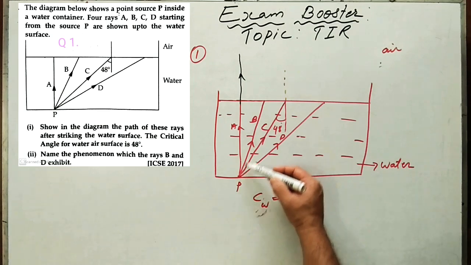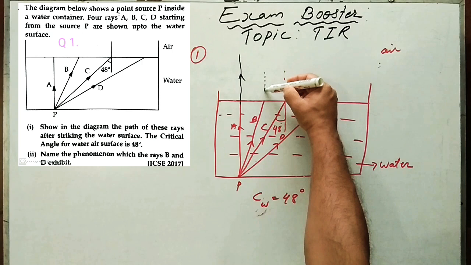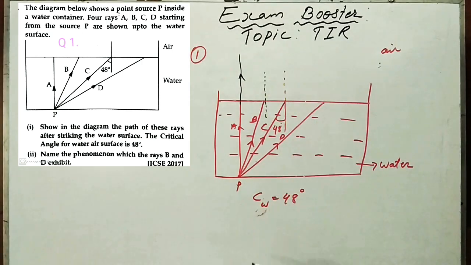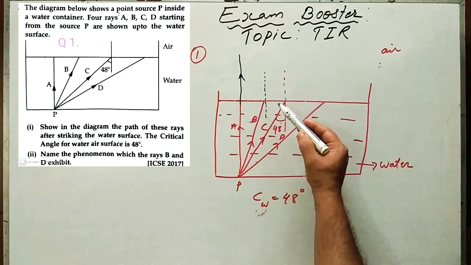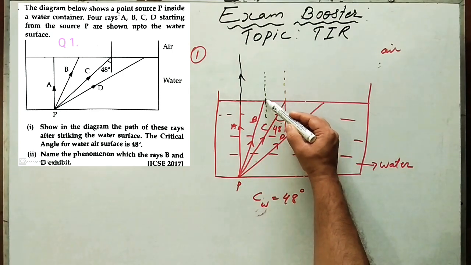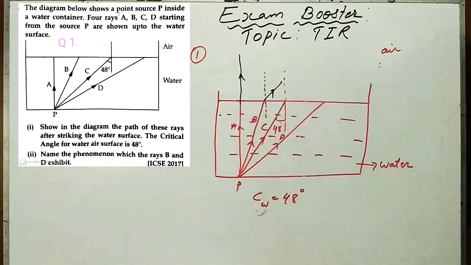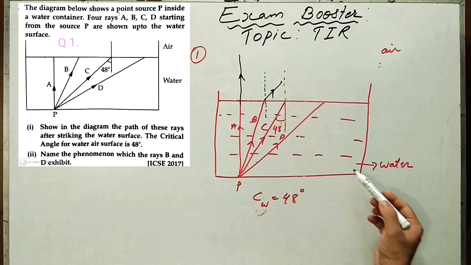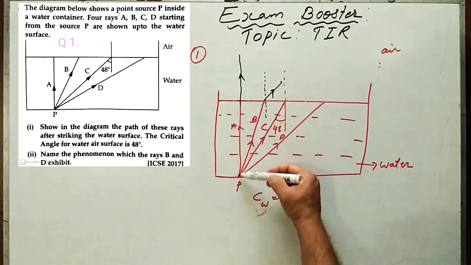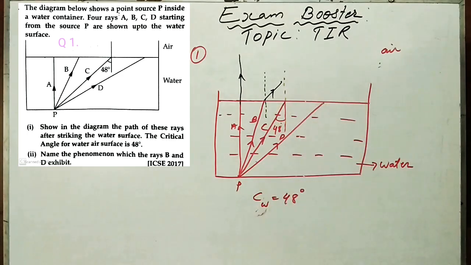Then what about ray B? Ray B has an oblique incidence. So we draw the normal. What will happen to ray B on striking the water surface? It will refract and bend away from the normal as it is traveling from denser medium to rarer medium. So for ray B, we have completed the emerging ray.